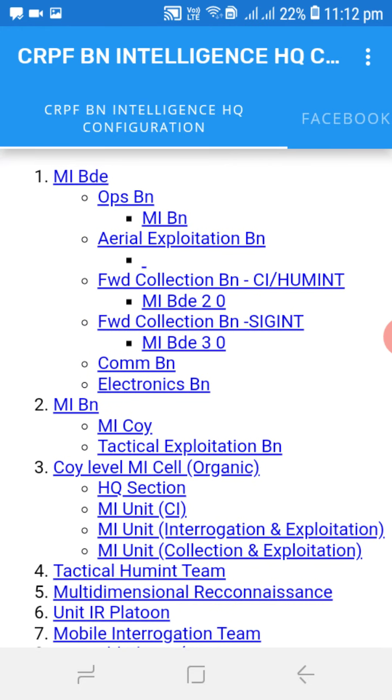I have a dedicated MI brigade, which has its own operations battalion. The operations battalion has a MI battalion. There's an aerial exploitation battalion, forward collection battalion, counter int and human, which has a sub brigade, which has a MI brigade 2 assets attached to it. Forward collection battalion second, MI brigade 3 attached to it. Communications battalion, electronics battalion. But I won't read out all because I'll only explain the CRPF components which I will draw from this menu which I created for the army.